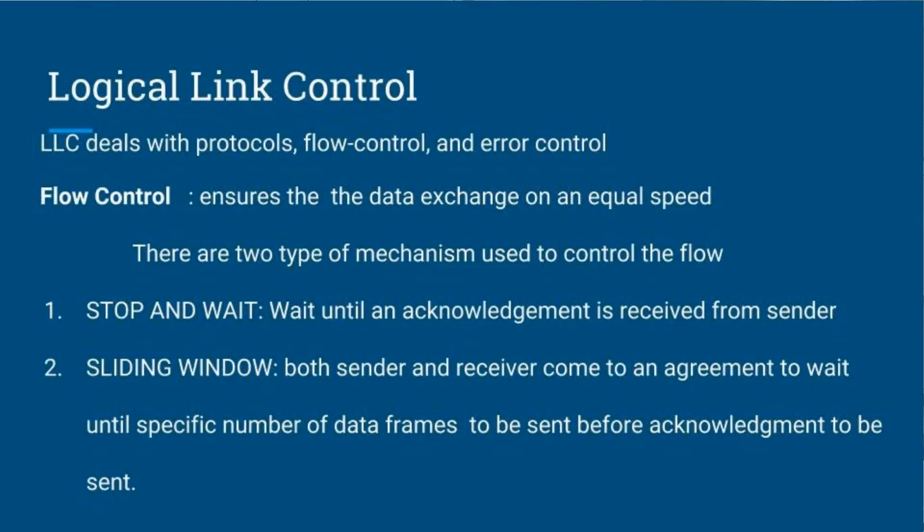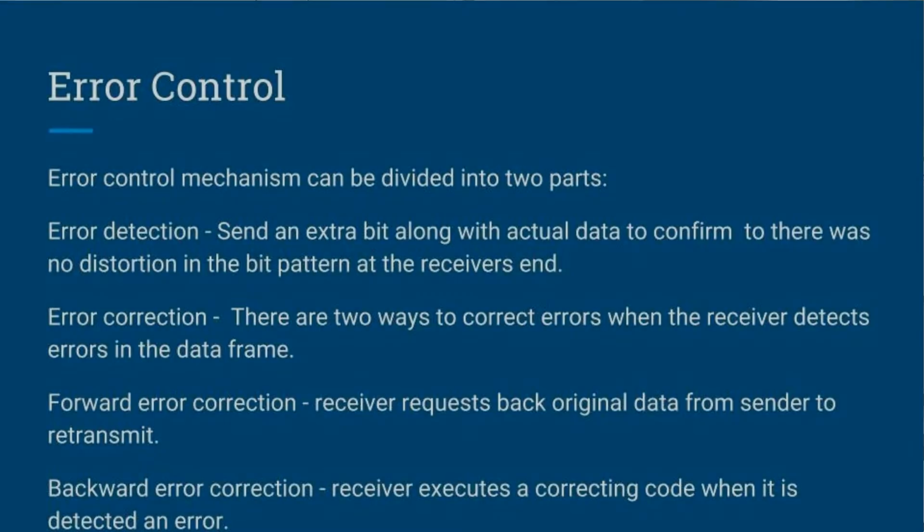Error control mechanism can be implemented in two possible ways: error detection and error correction. Error detection: errors are detected at the receiver's end by using the parity check method.